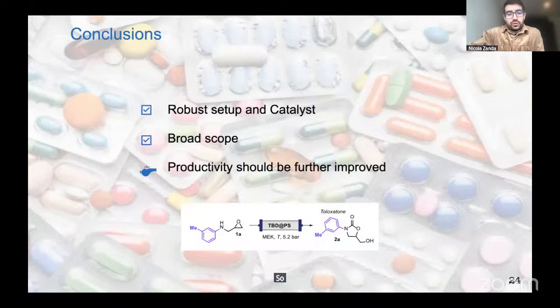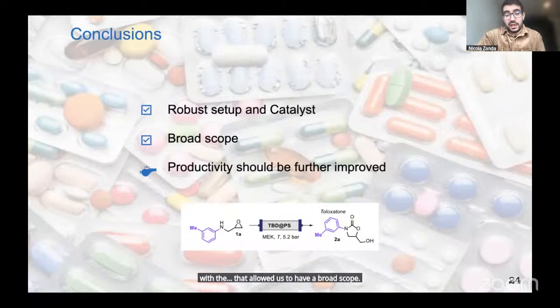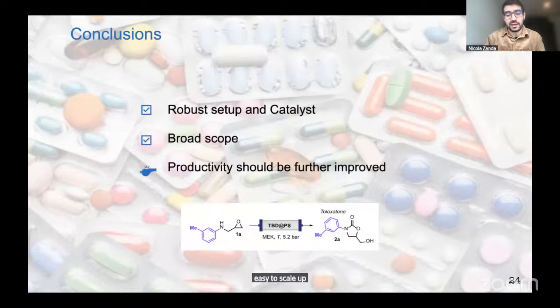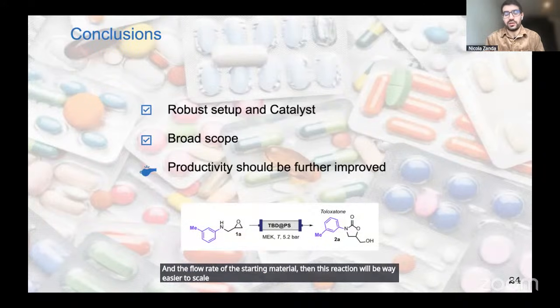So in conclusion, we designed a more robust setup that allowed us to have a broad scope. And of course, the main issue here is the productivity, which should be improved further. But I have to say that this type of setup is easy to scale up. So just by increasing the pressure of the CO2 available in the lab, and then the size of the reactor and the flow rate of the starting material, this reaction will be way easier to scale when compared with the tube-in-tube setup.